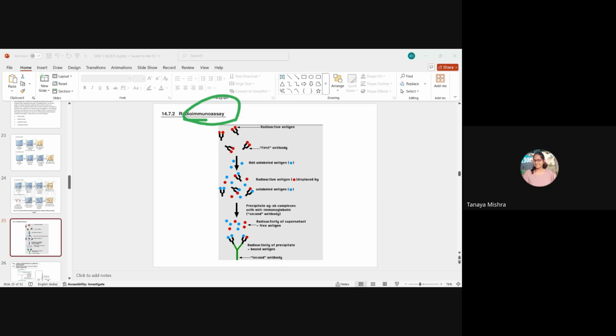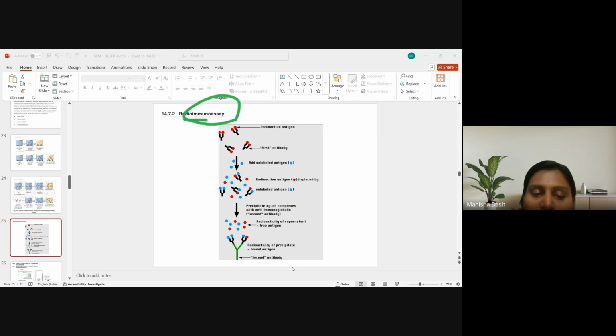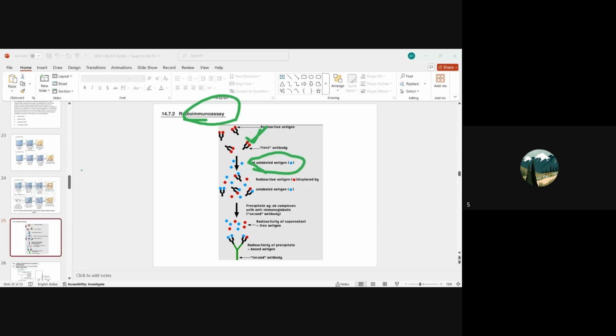Ma'am, the competition binding occurs due to affinity binding. Yes, due to the affinity of the antigen towards the antibody. Usually, the antigen we have will have a higher affinity than this radio labeled one. So they will try to replace them.